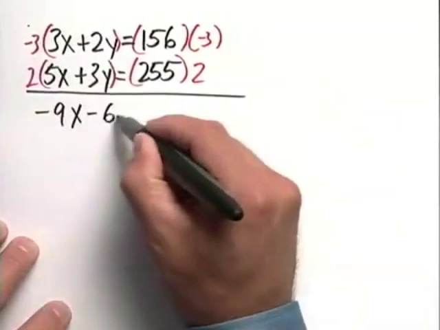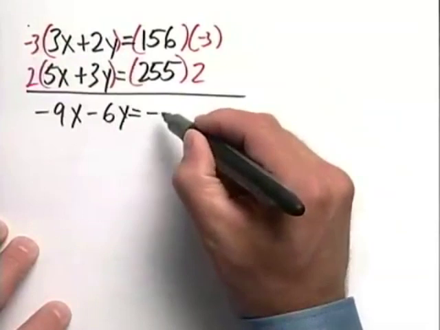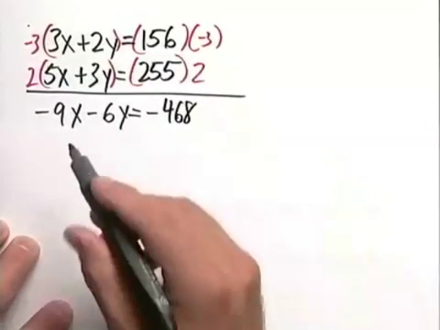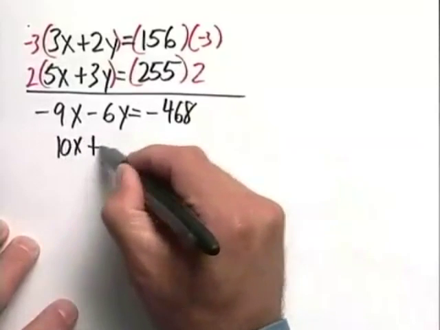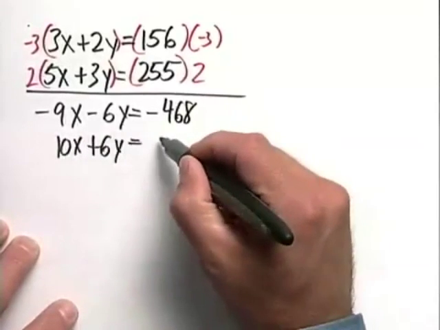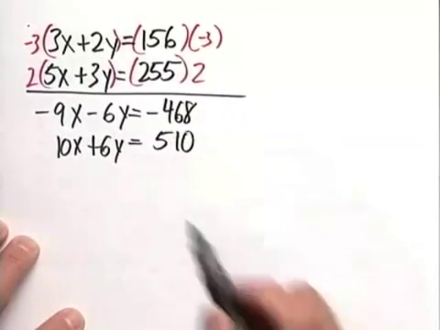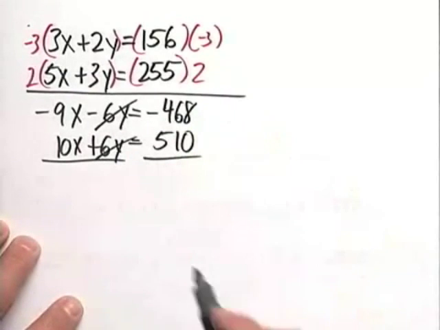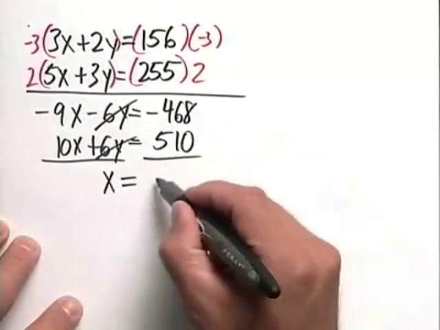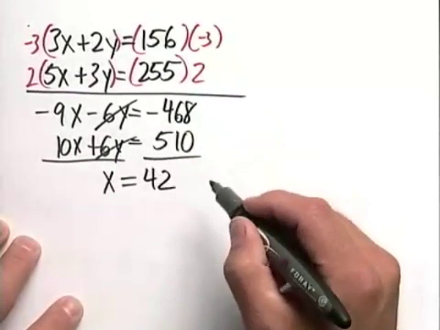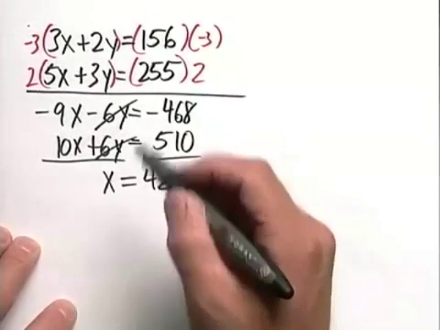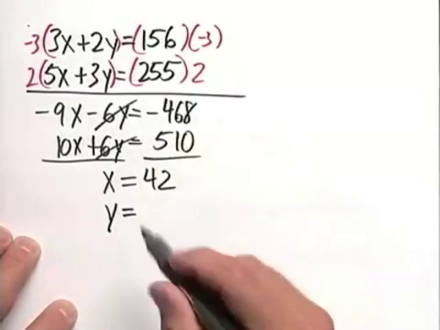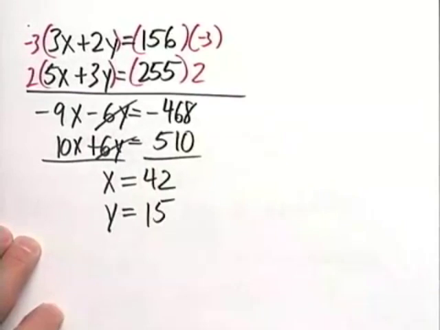-9x minus 6y, that's equal to a -468. Multiplying the 2's through, we get 10x plus 6y, that is then equal to 510. Adding down our columns, by design, those y terms drop out, and we obtain x is equal to 42. To find the y, we're going to plug x back into one of our 2 original equations, and from that we get y is equal to 15.